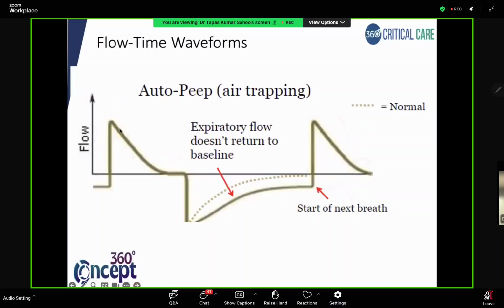So now what is happening here? The inspiration, then expiration. The expiratory flow is not returning to the baseline. It should go in this direction, but somehow it is going below. So you get the idea that it is not reaching the baseline. It is taking a longer time, so you are somehow stuck here, and the start of the next breath is happening from here.